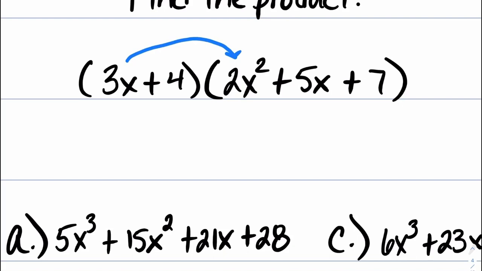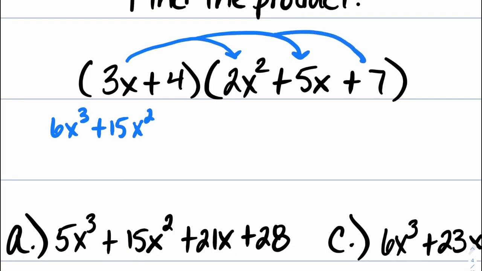So first off, I get 6x to the third power. 3x times 5x is 15x squared. And 3x times 7 is 21x. A little trick that I do sometimes when I distribute the second term, 4 times 2x squared, since it's 8x squared, I line it up with its like term. Just makes it a little easier for me to remember to combine them in the end.